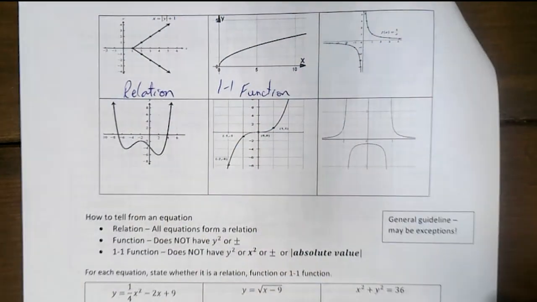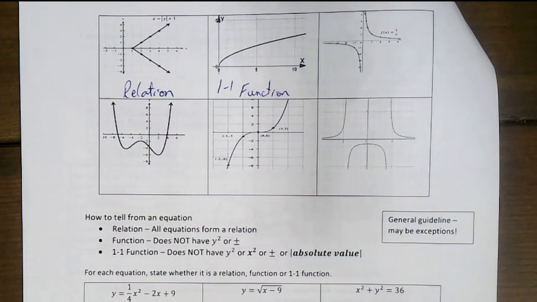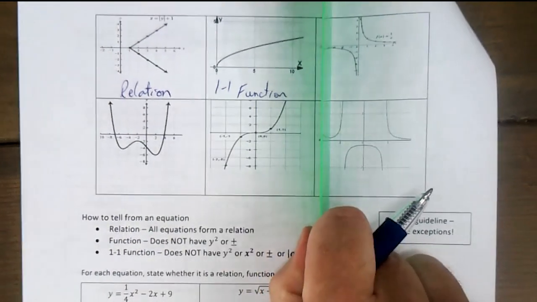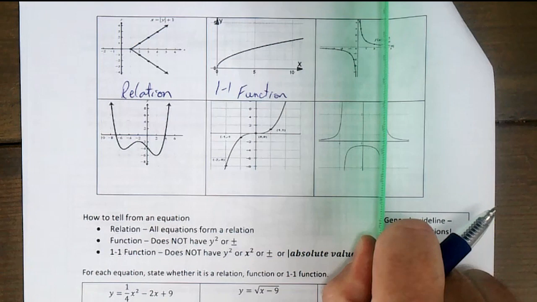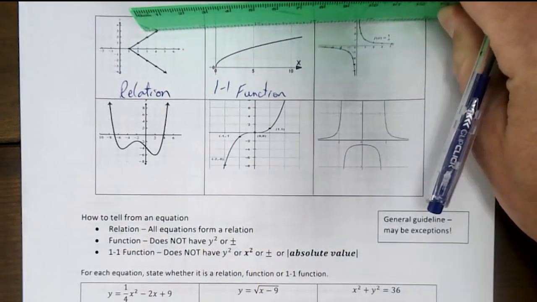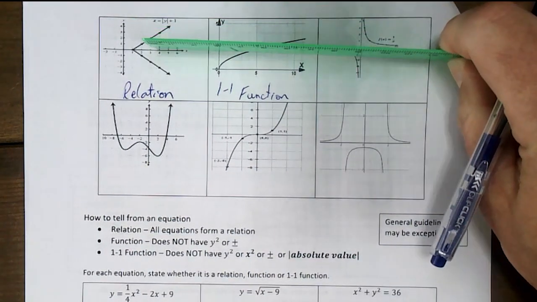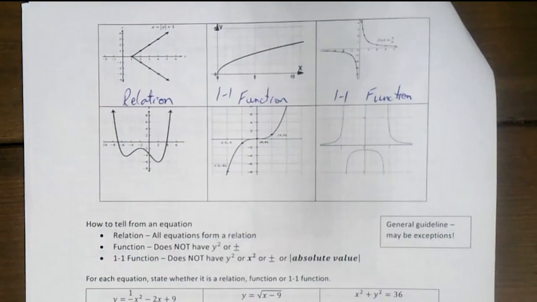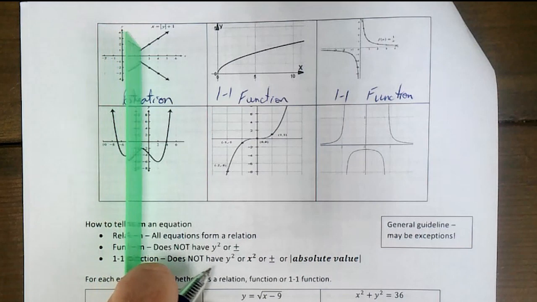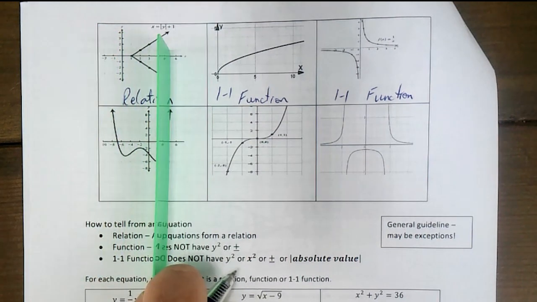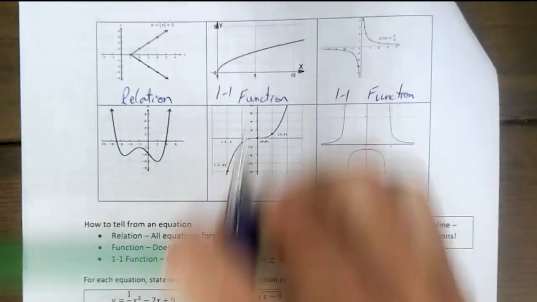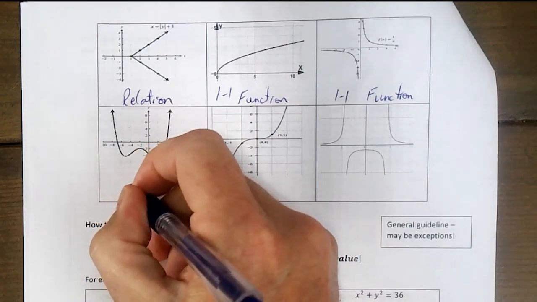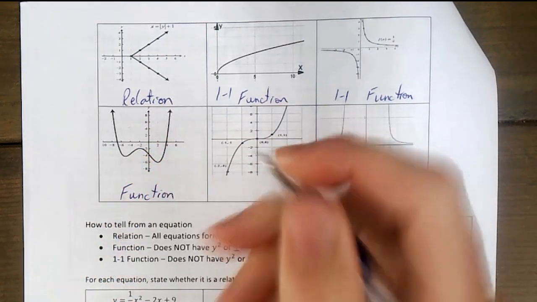So if it passes the vertical, then check horizontal. This one here, I slide it across and I'm only touching 1 point. It's a function. I slide downwards and I'm only touching 1. This one passes the first vertical test, but fails the second one. So this is just a function. It only passed the vertical line test.